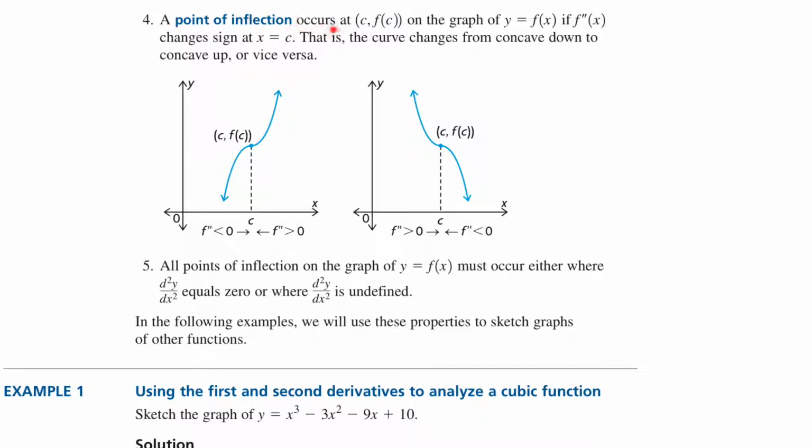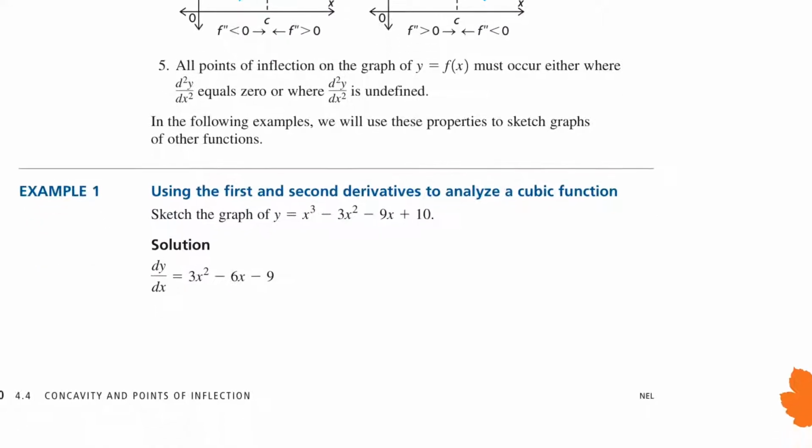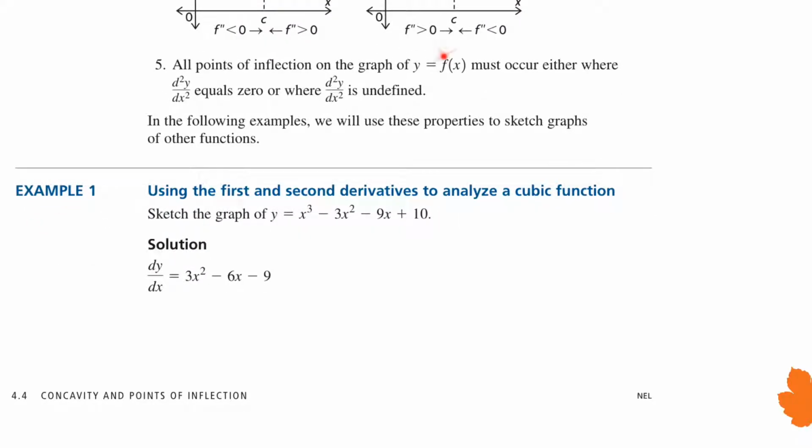A point of inflection occurs at c, f of c on the graph of y equals f of x if f double prime of x changes sign at x equals c, from negative to positive, from concave down to concave up, or the other way around. All points of inflection on the graph of y equals f of x must occur either where the second derivative is equal to 0 or does not exist, is undefined.